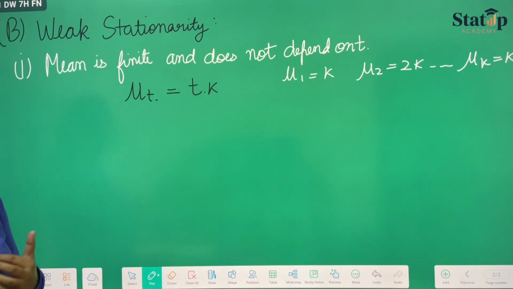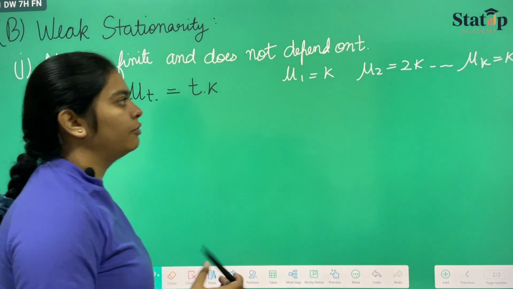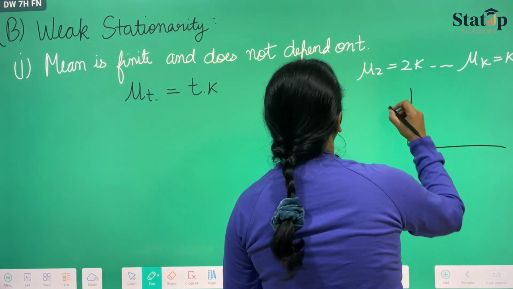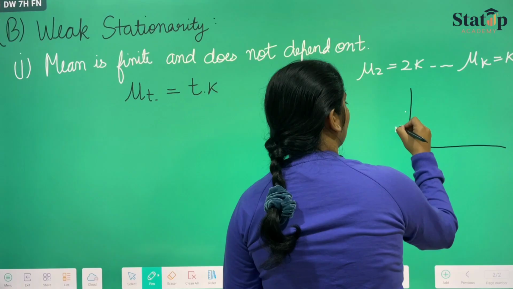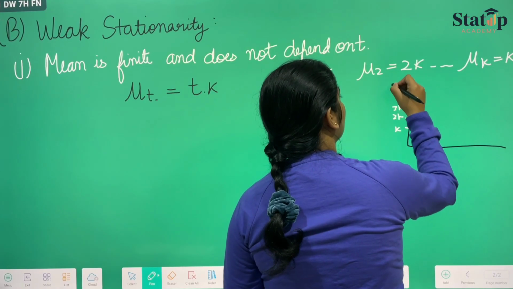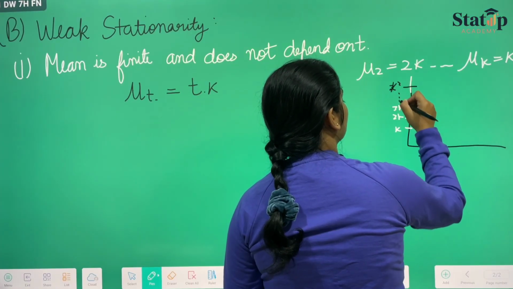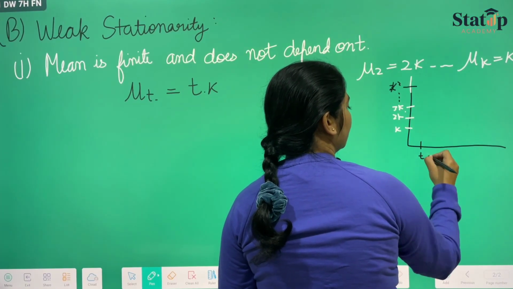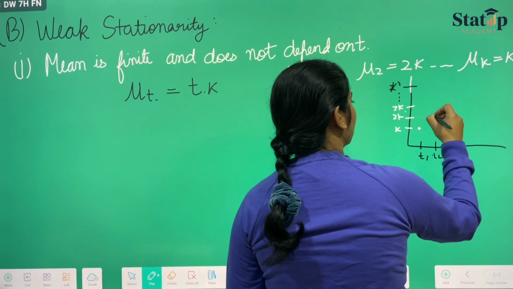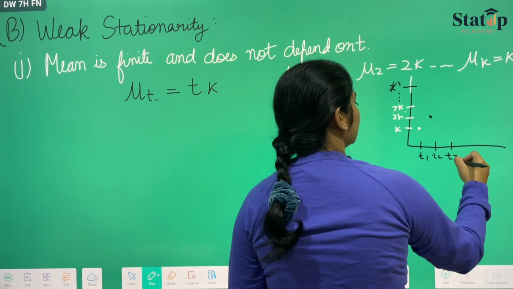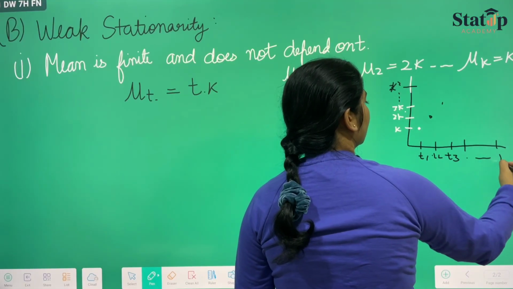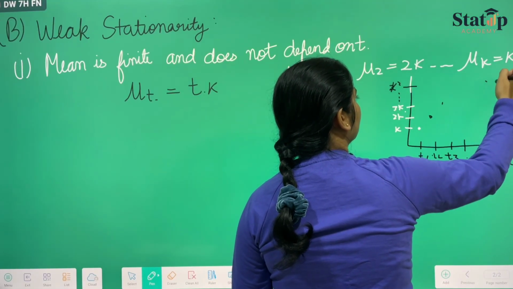The mean should be constant, as I have told you earlier. Otherwise, the graph would be like this if we change. Suppose for time 1, the mean was k, then 2k, 3k, up till k square. So for t1 it was k, for t2 it was 2k, for t3 it was 3k, for tk it was k square.